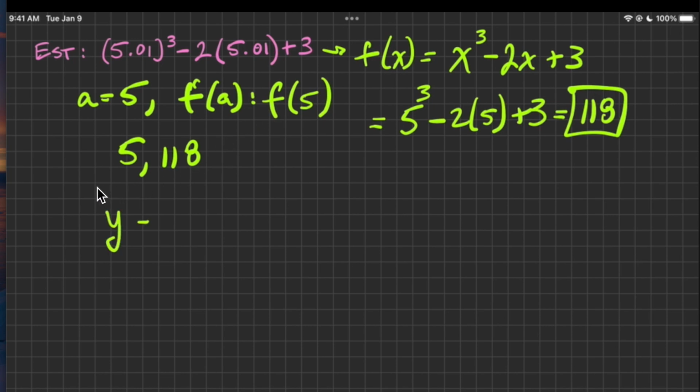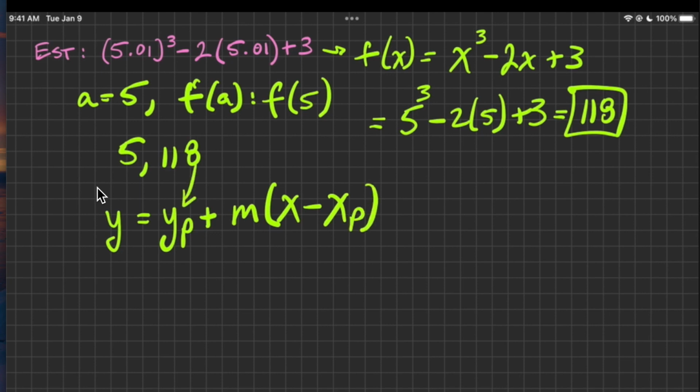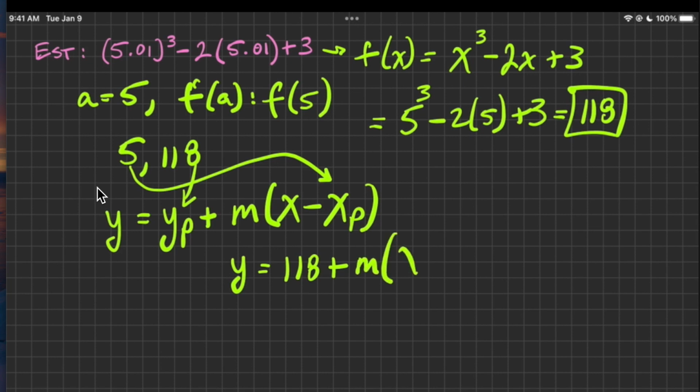We are building the equation of the tangent to our graph. So we're going to have the following modified point slope formula. We have y of p. We have the x value of our point. So we're going to have 118 plus m, we don't have that, x minus 5.